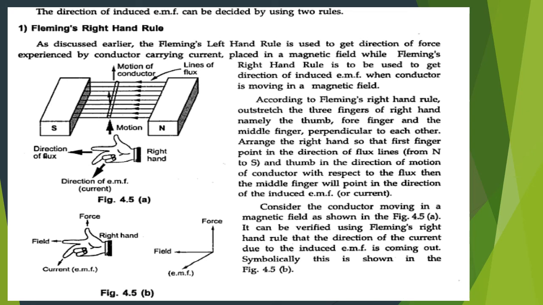Here, with the help of this figure, consider the conductor moving in a magnetic field as shown. It can be verified using Fleming's right hand rule that the direction of current due to the induced EMF is coming out, that means out of the plane toward the observer. You can verify this yourself.